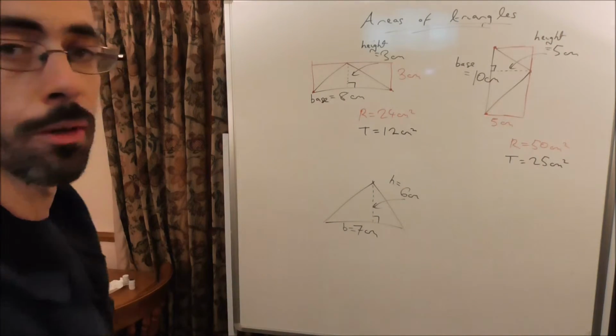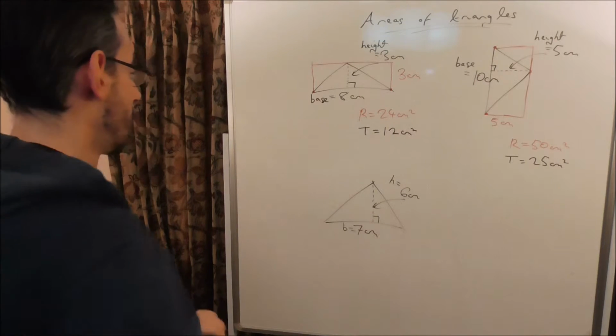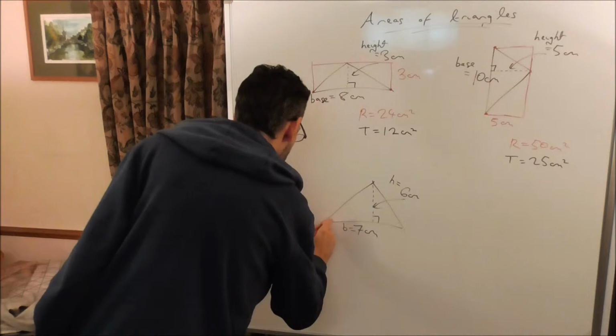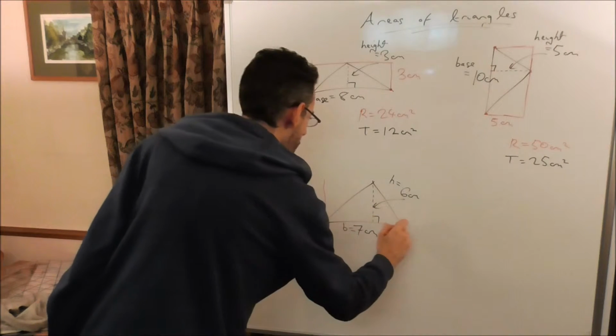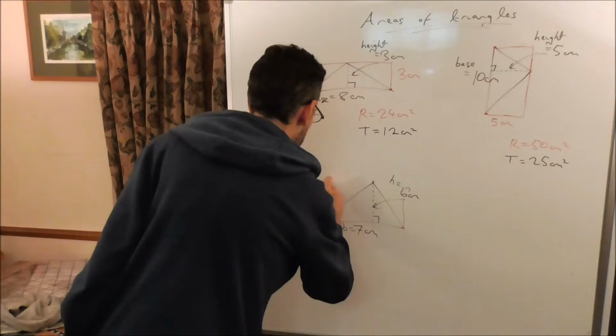Right, so let's find the area of this triangle now. We've got all the information we need. Let's draw a rectangle. Again, we'll go from either end of the base, just level with the height, parallel to the height, and then through the top corner.